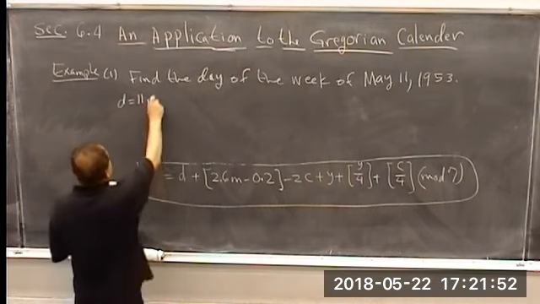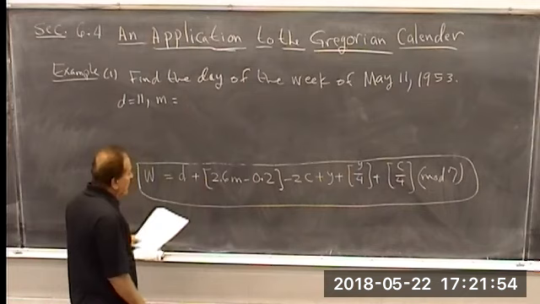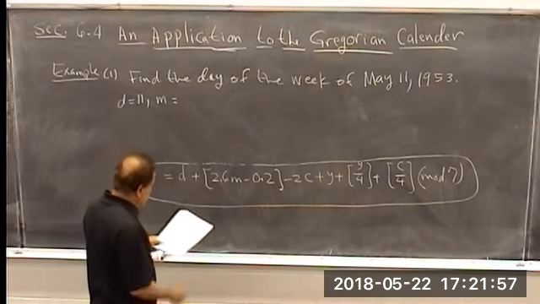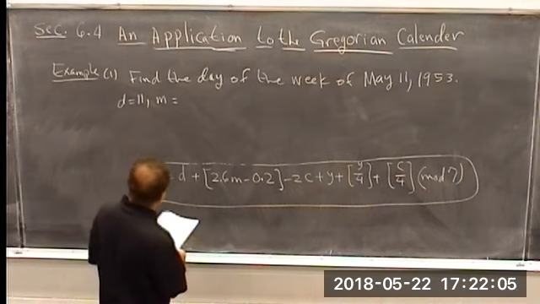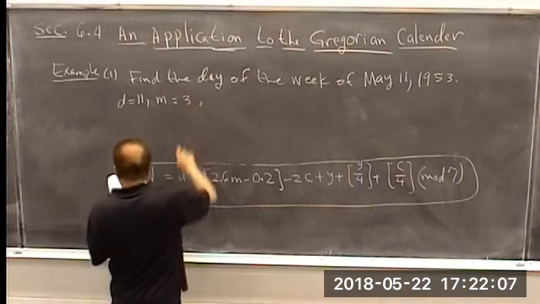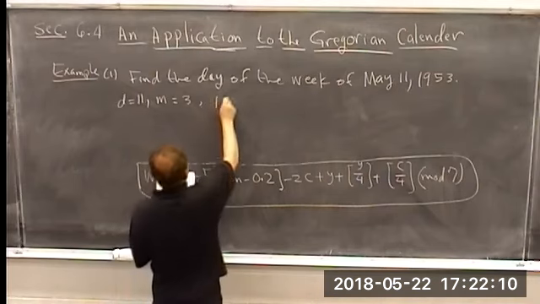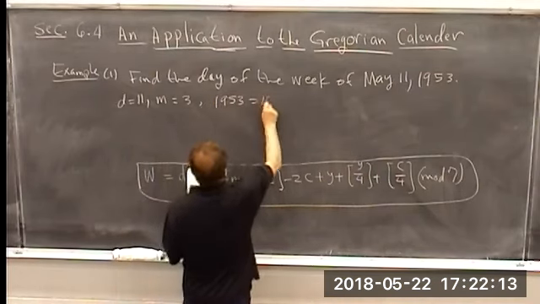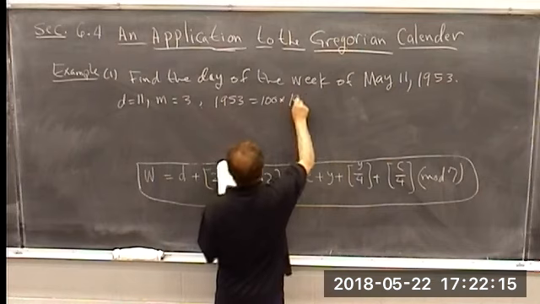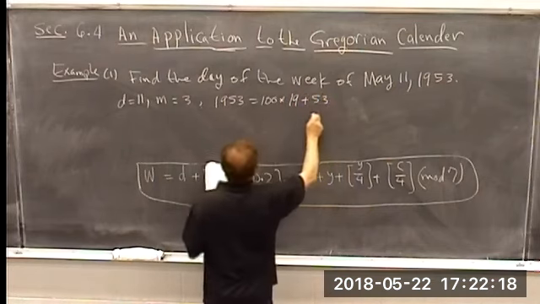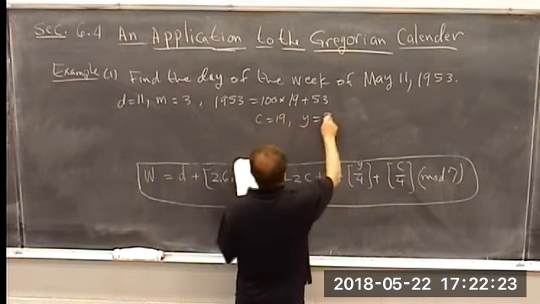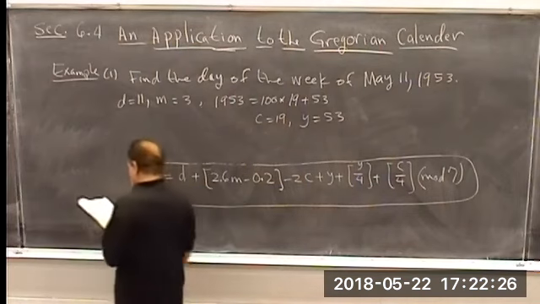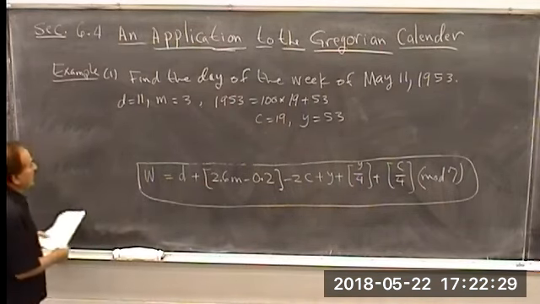The M is the month of May, remember May is the 3rd month, all right? So let me see it here. M is equal to 3, and 1953 is equal to 100 times 19 plus 53. So this makes C equal to 19. The Y is equal to 53. And we are ready to plug in all the numbers.